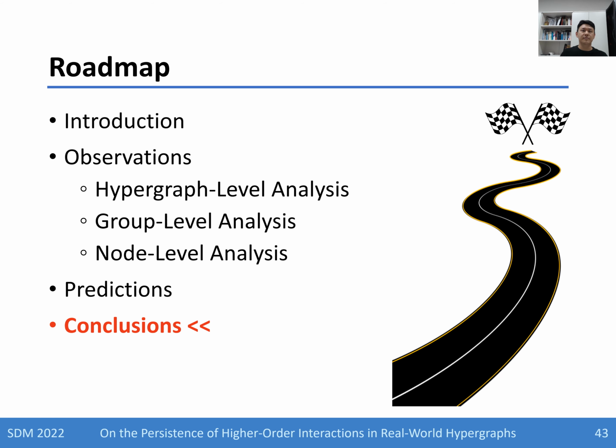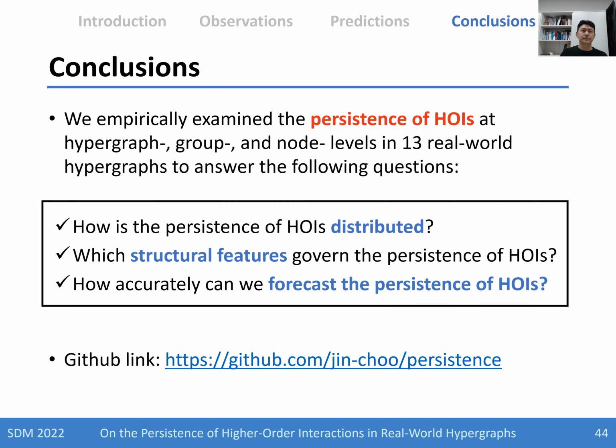Let me conclude my presentation. In this study, we answered these three questions regarding the persistence of HOIs through hypergraph, group, and node-level analysis in 13 real-world hypergraphs. The questions are: how is the persistence of HOIs distributed? Which structural features govern the persistence of HOIs? How accurately can you forecast the persistence of HOIs?